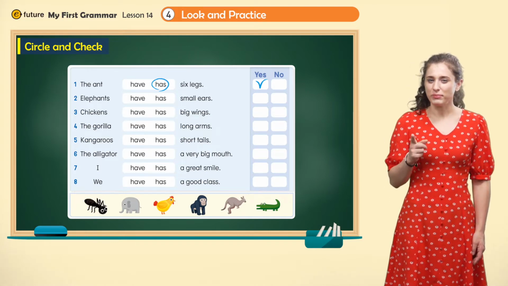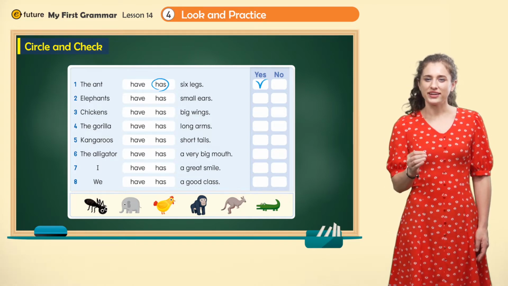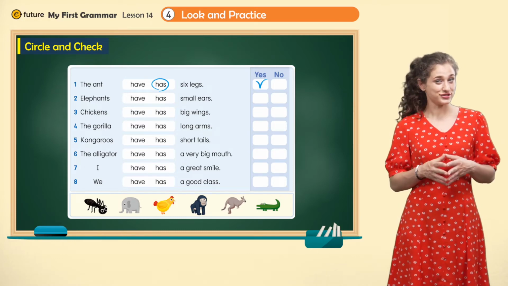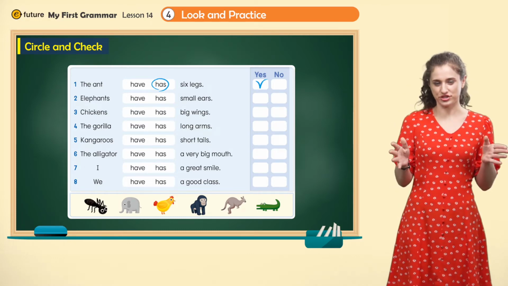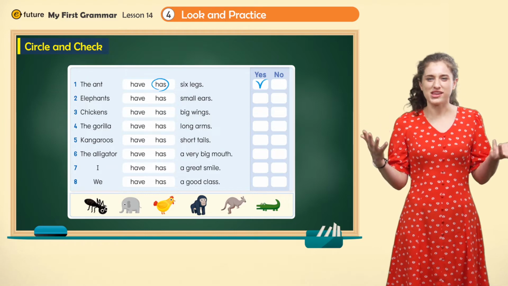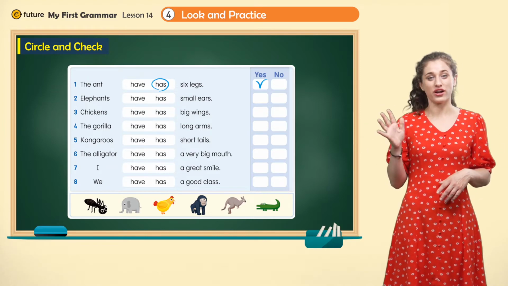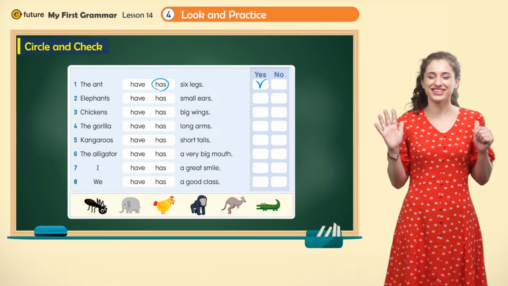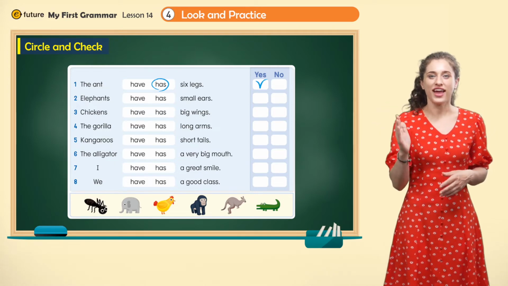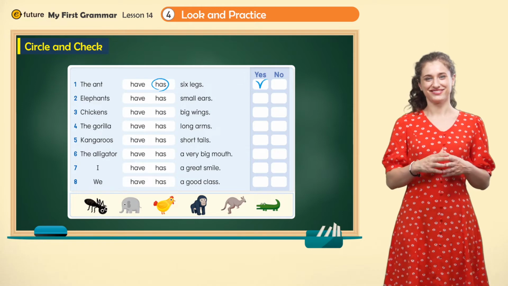Now, let's think about the meaning. The ant has 6 legs. Yes or no? Look at this picture here. How many legs? 1, 2, 3, 4, 5, 6. 6 legs. The ant has 6 legs. Yes.